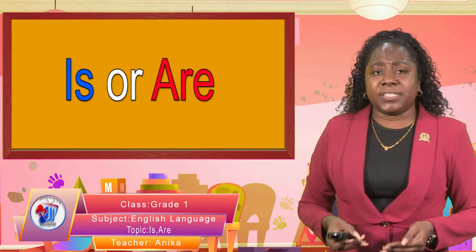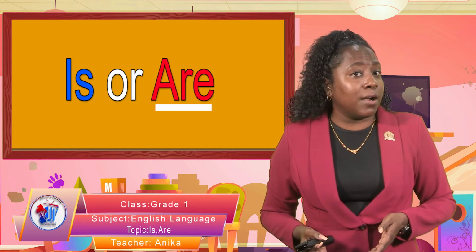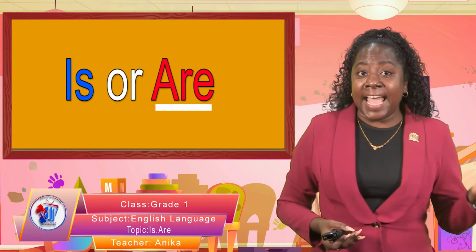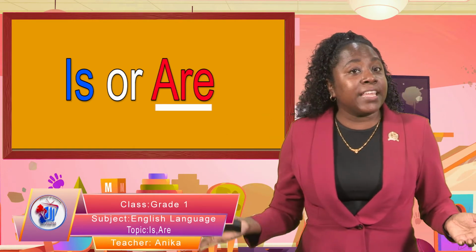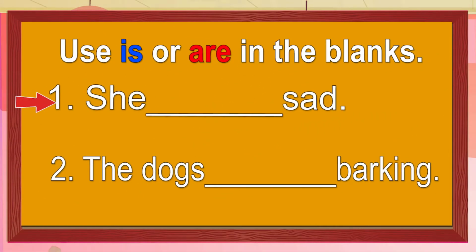Now, in the blank spaces, you would have to put in the word is or the word are. IS is, ARE. Let's read number 1 together. She something sad. She something sad. She is sad or she are sad? Which one is it?